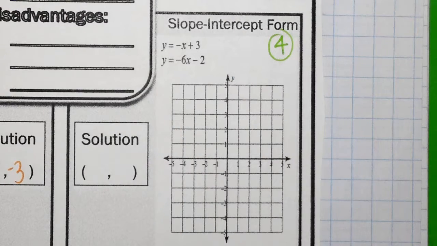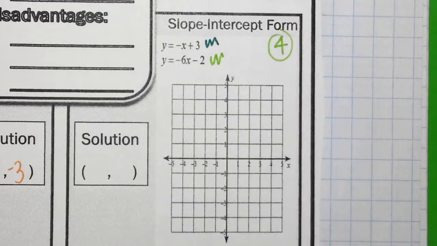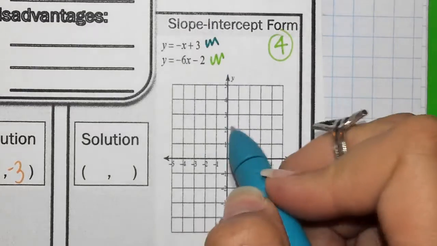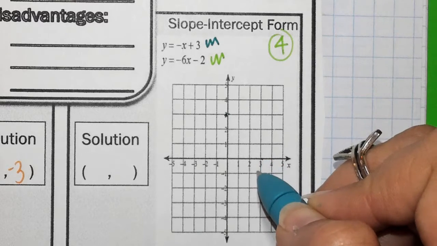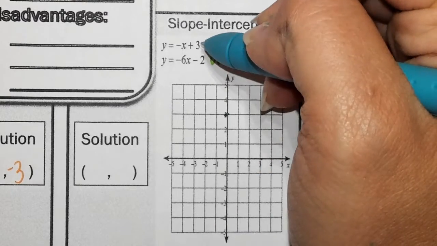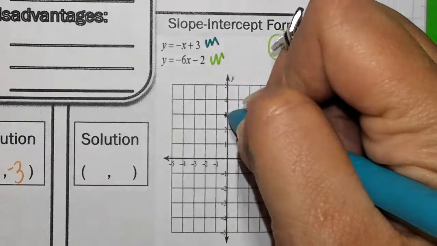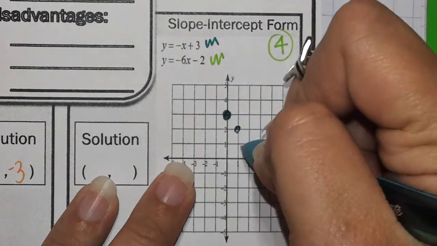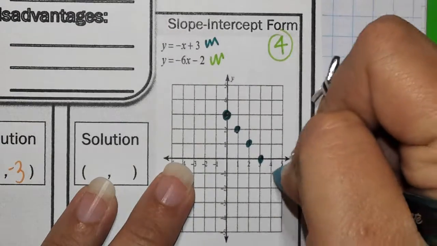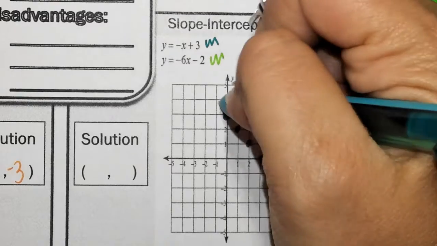For this one, I'm going to graph this one in blue and this one in green. Am I going to start on positive 3 up here on the y or positive 3 on the x? This is the y-intercept, so you start on the y-axis. Now, is our slope negative 1 or positive 1? Negative 1. So you go down 1, right 1, down 1, right 1, down 1, right 1.